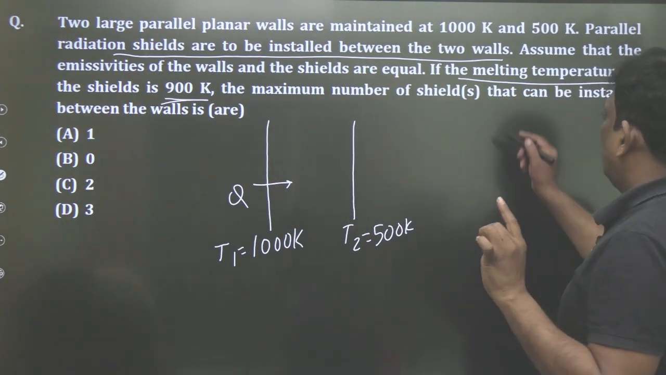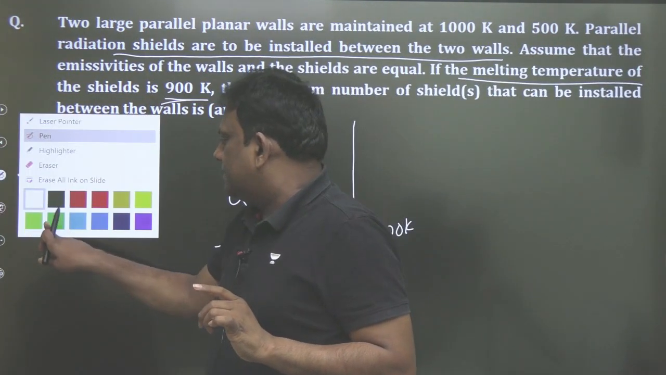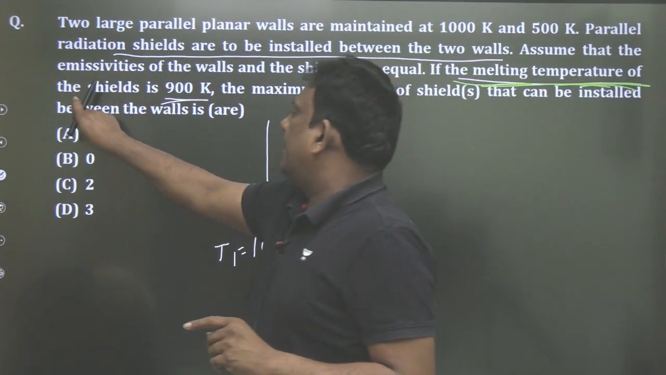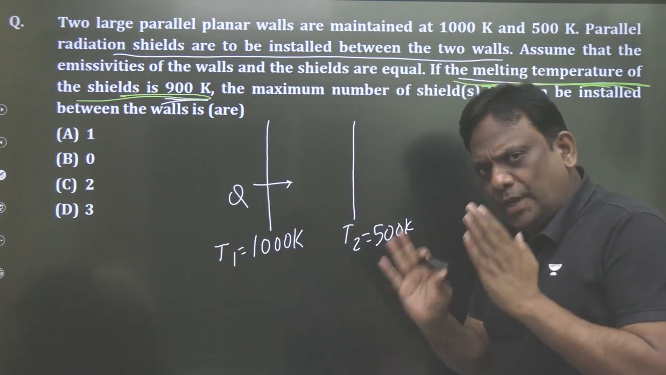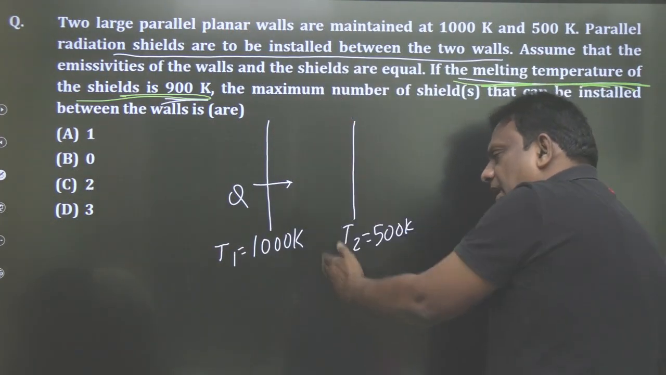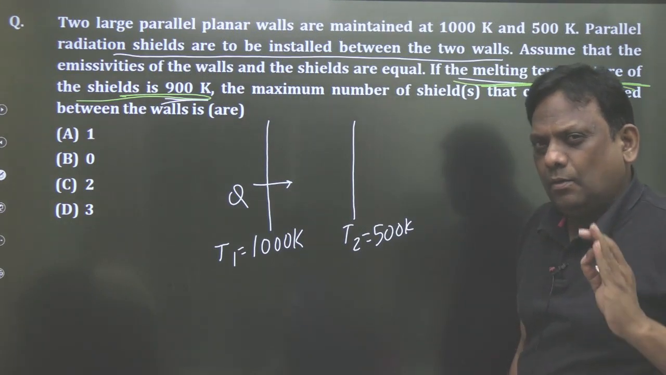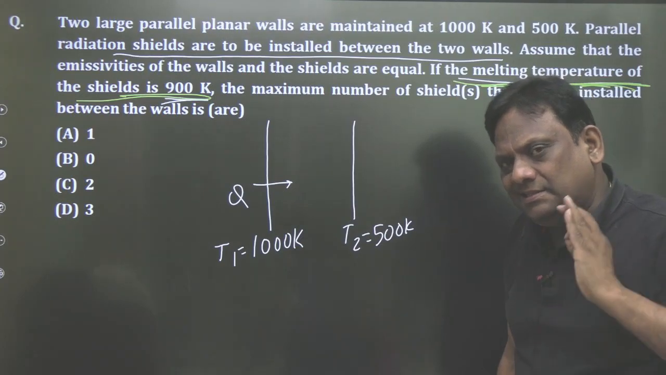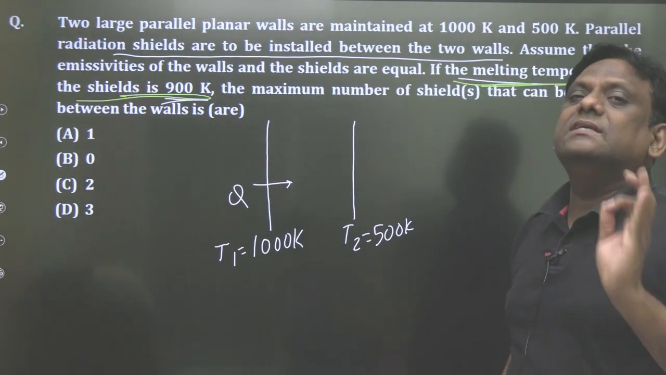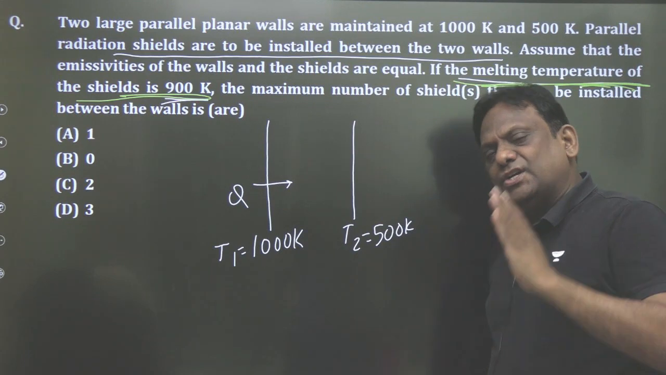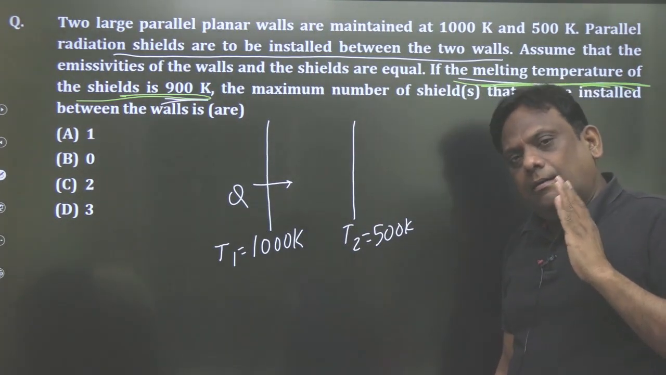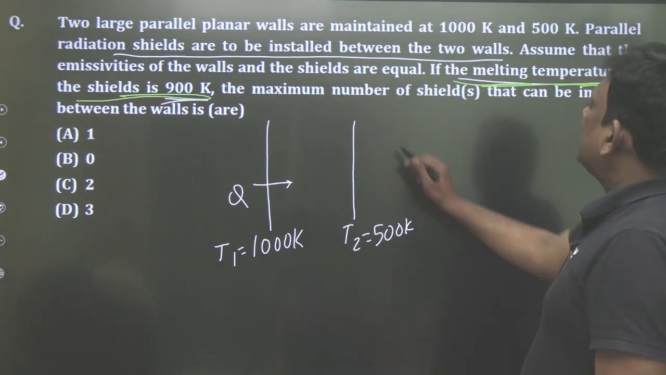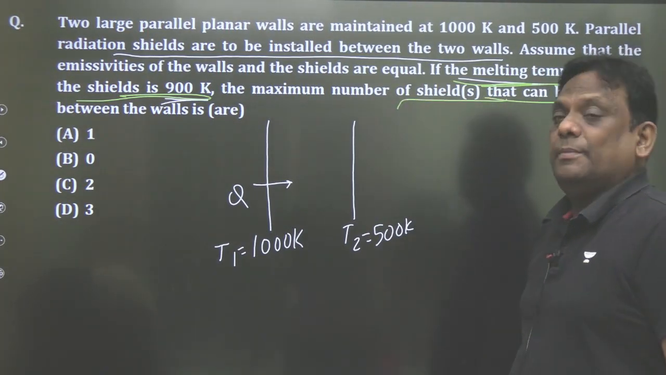This is very important in this problem. What is he saying? The melting temperature of the radiation shield is 900 Kelvin. So when you are installing a radiation shield, it should not melt. What does it mean? The temperature of the shield must be less than 900 Kelvin. So the maximum temperature of the shield can be around 899 or so, because if it is 900, it will melt. The maximum number of shields that can be installed between the walls is?